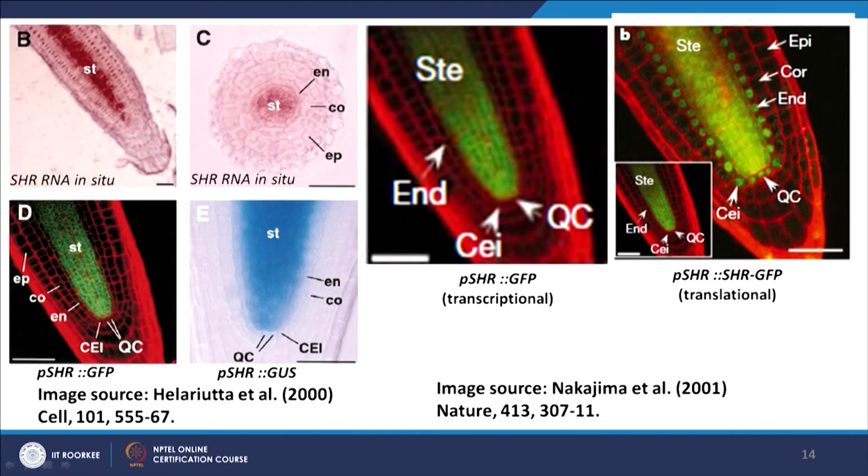For example, if you look at the Short Root gene, it is very important for root development in Arabidopsis. If you do RNA in situ hybridization or generate a transcriptional fusion construct, this is endogenous RNA detection by RNA in situ hybridization, and here you have taken the Short Root promoter and fused it to GFP here, GUS here. In all these cases, if you look at the expression domain of Short Root, you see that this gene is expressed in the vascular tissue.